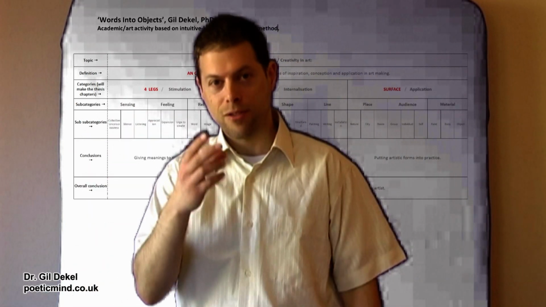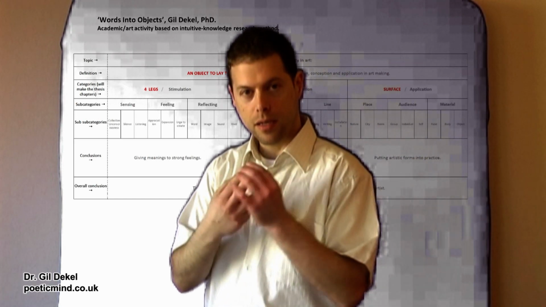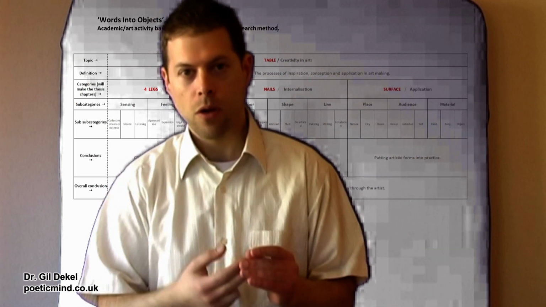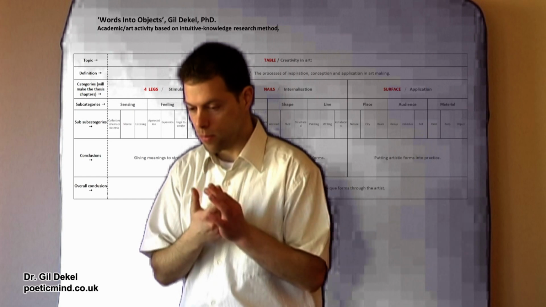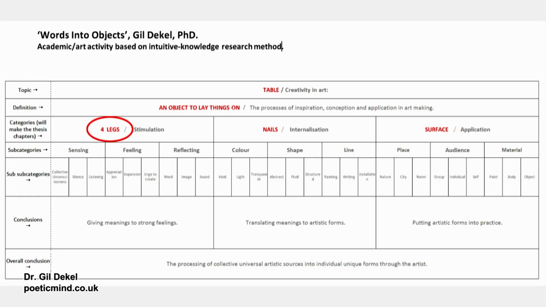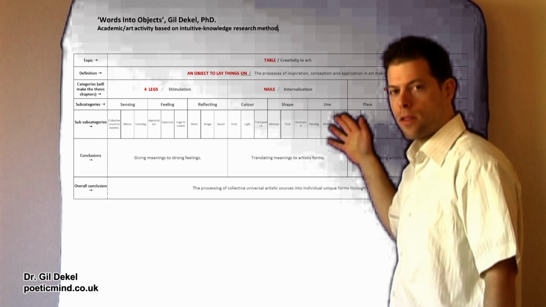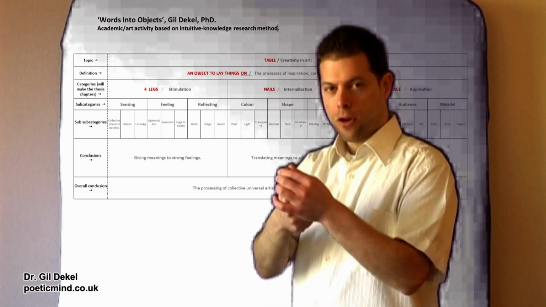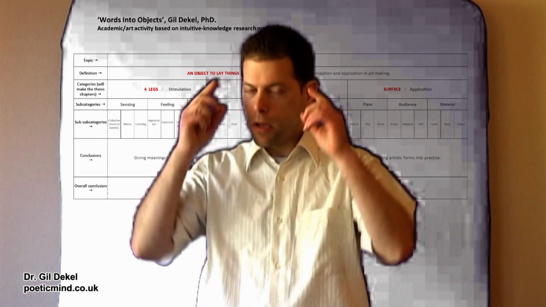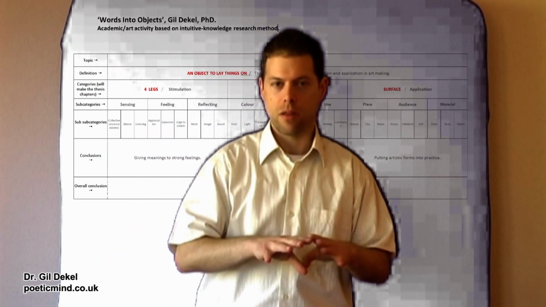Then we ask students to come up with 3 categories. Categories are the ingredients that make up your topic. What is a table? What makes a table? So you can tell me, table, very simple. It has 4 legs, it has nails, and it has a surface. Now, when you tell me these 3 categories, 4 legs, nails, surface, immediately I would understand that you're talking about a table, something to lay things on.